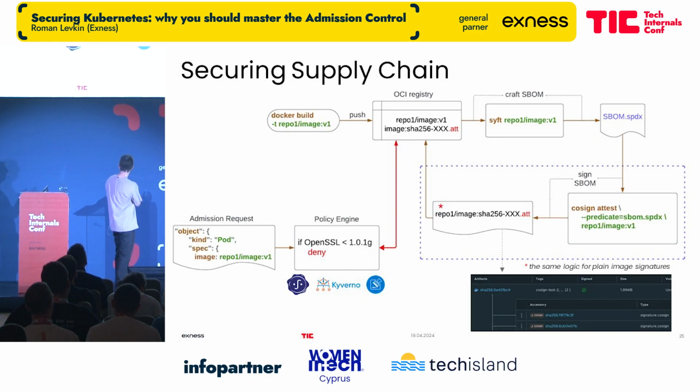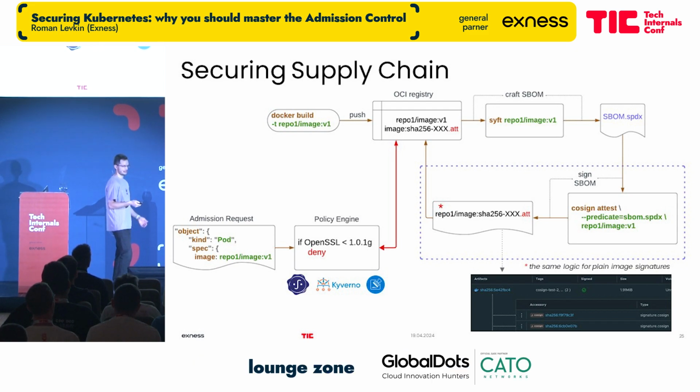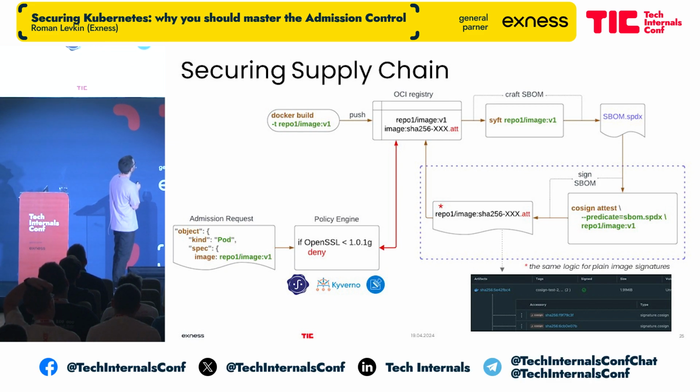We then have an attempt to create a pod. We have a policy engine in place. We have a special policy for the policy engine telling, hey, policy engine, please inspect the admission request of this pod. Take the image from the pod's manifest, find this image in the OCI registry, find the corresponding attestation for the image, read the bill of material, find whether there are some vulnerable packages present, and in case they are, please drop the attempt to create this pod.